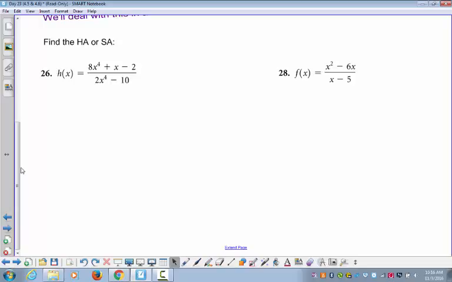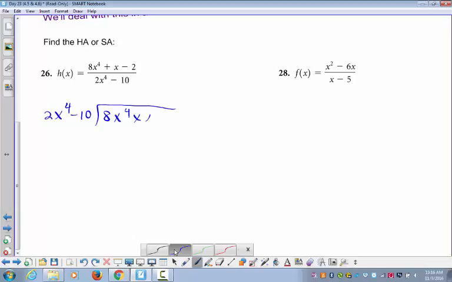Now, if you don't want to remember that whole power business, you can always just divide. If you remember the power business, that's totally fine. You say, oh, the powers are equal, so it's the quotient of leading coefficients. Doesn't matter. It will always work if you divide.